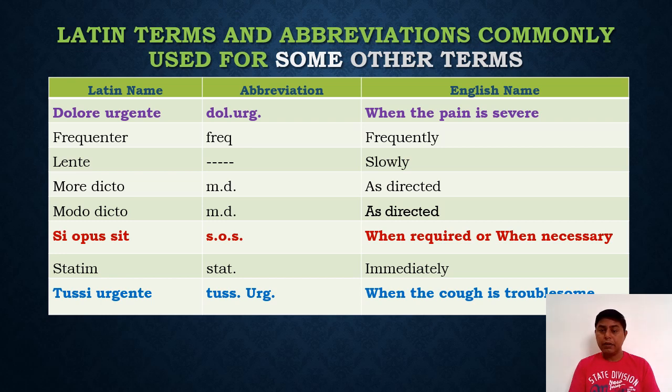Dolore urgente, when the pain is severe. Frequenter, that is frequently. Lente, that means in English slowly. More dicto and modo dicto in Latin, and in English it is as directed. SOS, which is most commonly used by the doctors when they prescribe paracetamol, so they always write SOS. So when required or when necessary, you can take that statim, immediately. Tussi urgente, when the cough is troublesome. So out of these, the colored ones we should remember thoroughly.